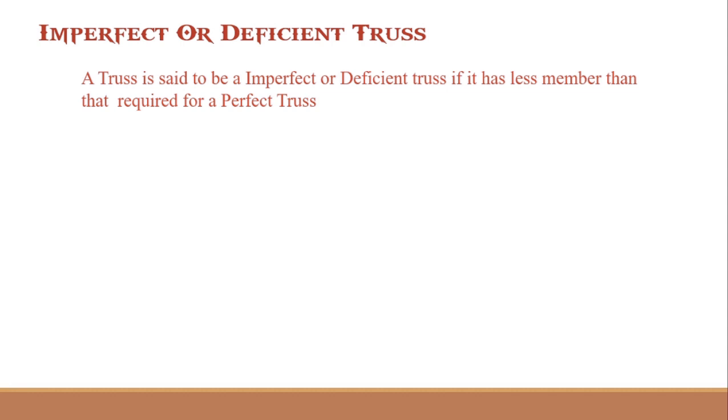A truss is said to be imperfect or deficient if it has fewer members than required for a perfect truss. If a truss has fewer members than required, the truss is unable to take all the loads which come upon it. It will undergo deformation. Why is it undergoing deformation? Because it doesn't have the required members to resist the load. So such trusses are called imperfect trusses.